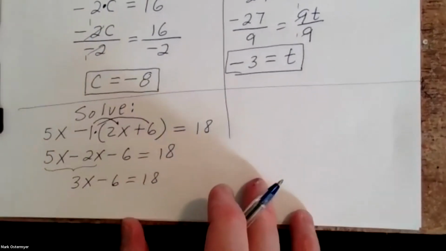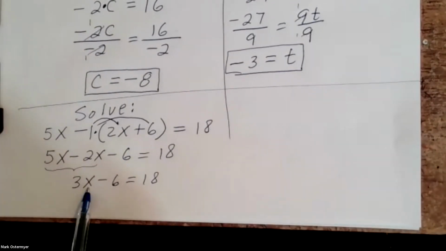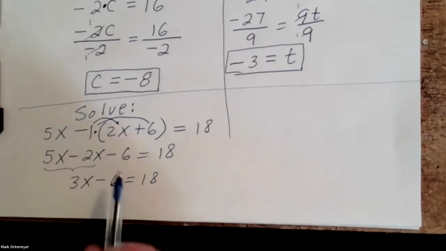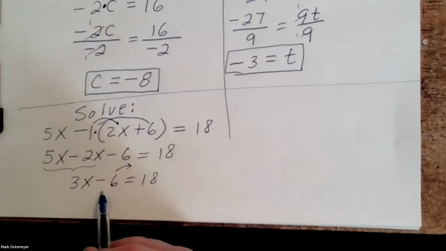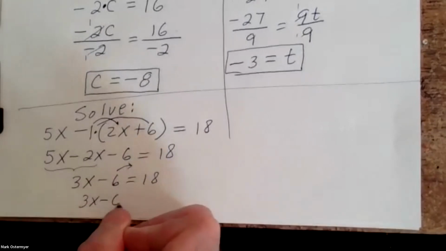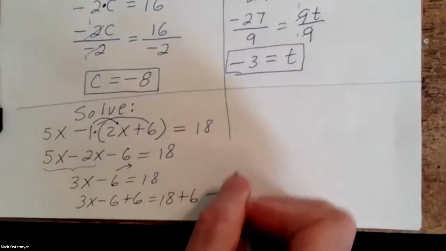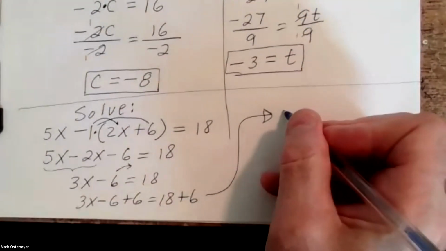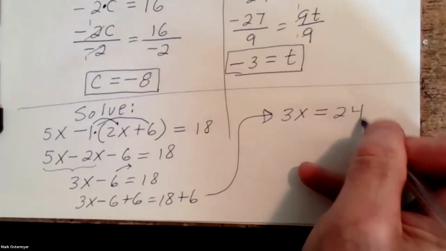Now that the left side is completely simplified, it's time to begin to separate the variable terms on one side of your equation from the constant terms on the opposite side. I'm going to move the 6 over to the right side to join the 18. The way we do this legally algebraically is we have to add 6 to both sides. In which case my equation now becomes 3x equal to 24.